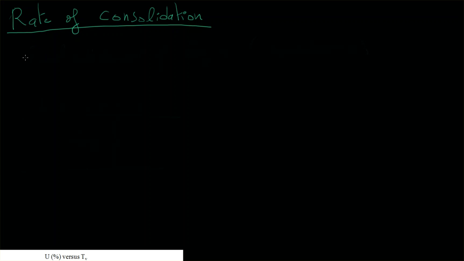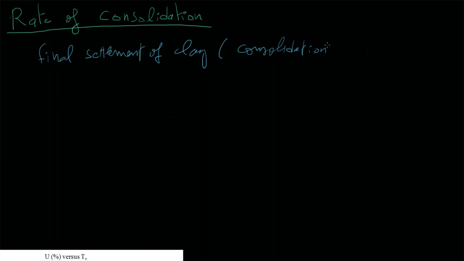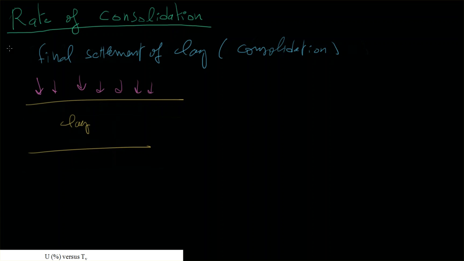Last video I explained the final settlement of clay, otherwise known as consolidation. Let's try to see this process. So we have a clay layer, and when this clay layer is loaded with a surcharge, water will try to escape the system, either from top and bottom or just from the top. This process is called consolidation, at which water escapes.